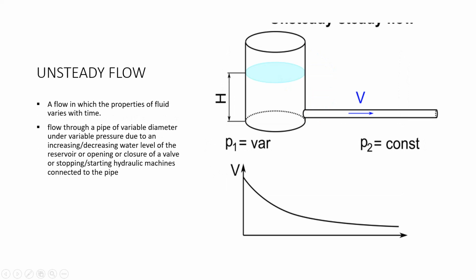The second one is unsteady flow. Unsteady flow is a flow in which the properties of the fluid vary with time. An example of unsteady flow is a fluid flowing through a pipe of variable diameter under a variable pressure due to an increasing or decreasing water level of the reservoir, or opening or closure of a valve, or stopping or starting hydraulic machines connected to the pipe.